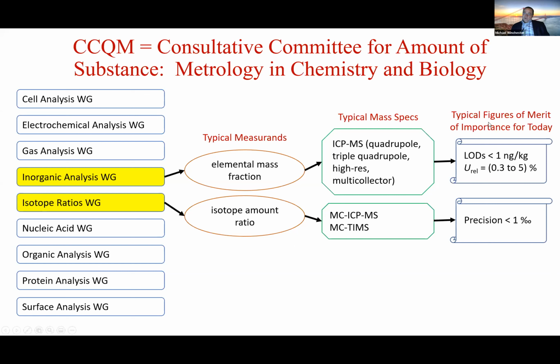Typical figures of merit that are important for today's discussion, as best I can understand the ones that are important, are that the limits of detection are very good for these techniques, going down to below a nanogram per kilogram, and our expanded relative uncertainty can also be quite good, at least for chemical analysis, from 0.3% to maybe 5% on the outside. And for isotope ratio mass spectrometry, precision better than a per mil is pretty easily attainable. So that's a snapshot of where we are in terms of using mass spectrometry in the CCQM, particularly in these two working groups.